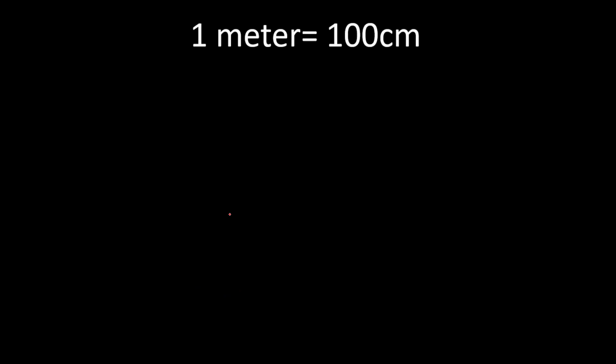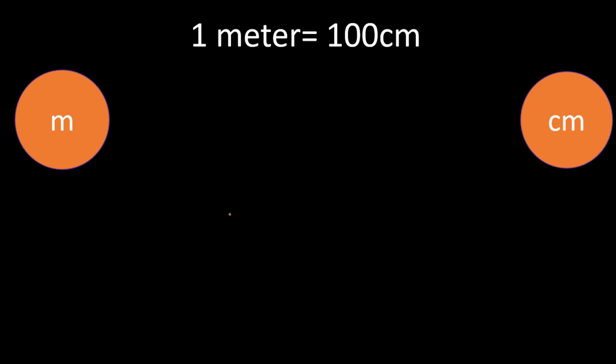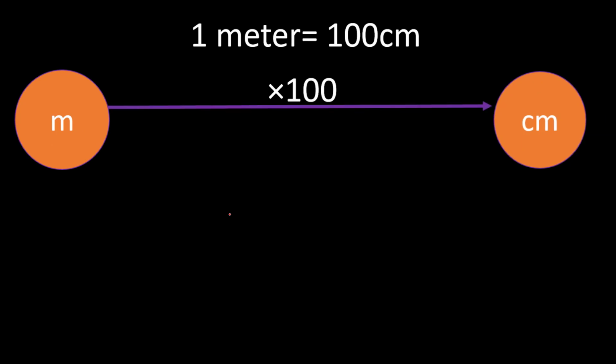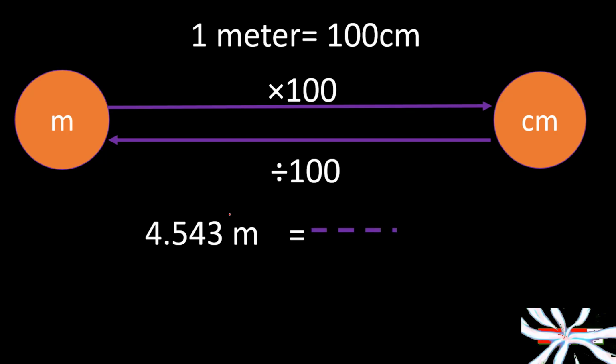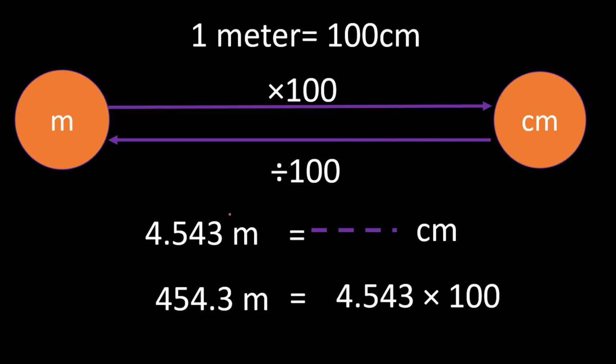Next, we studied before 1 meter equals 100 centimeter. To convert from meter to centimeter, just we will multiply by 100 and the inverse just divide by 100. 4.543 meter equals what? Centimeter. To convert, just multiply this number by 100. So move the decimal point to the right 2 decimal places. So we have to put 0. So it will be what, guys? It will be 454.3 centimeter.